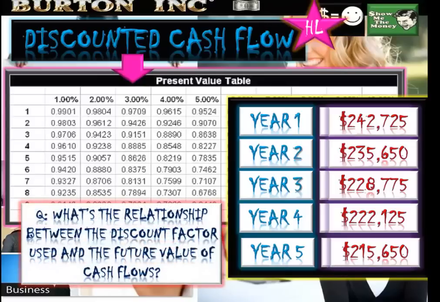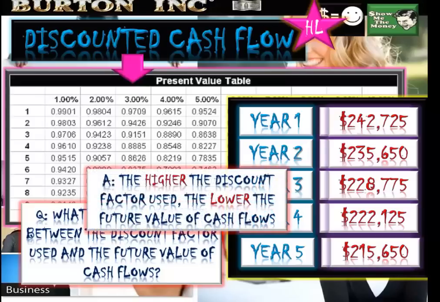Now, importantly here, a common question: what's the relationship between the discount factor used and the future value of cash flows? The higher the factor, the lower the value of your future cash flows. The higher the discount rate, the lower the value of your net cash flows in the future. So if you're only using 1% as your discount rate, your net cash flows are not going to be discounted that much. But if you're using something like 16%, then your future net cash flows are going to be quite significantly reduced.